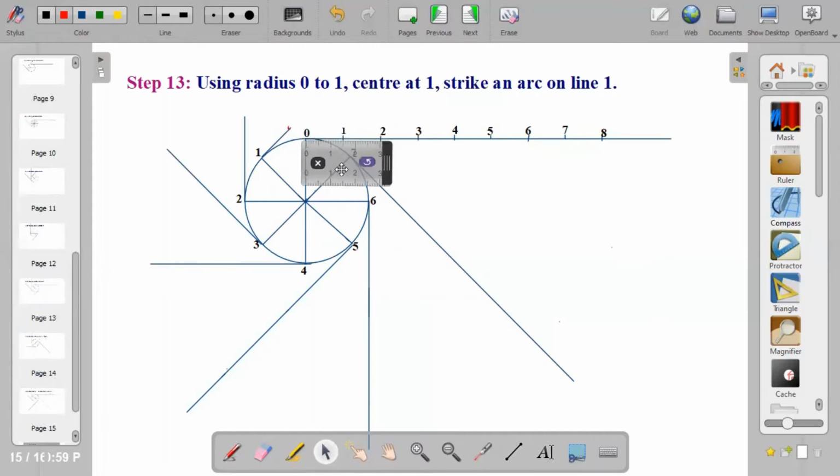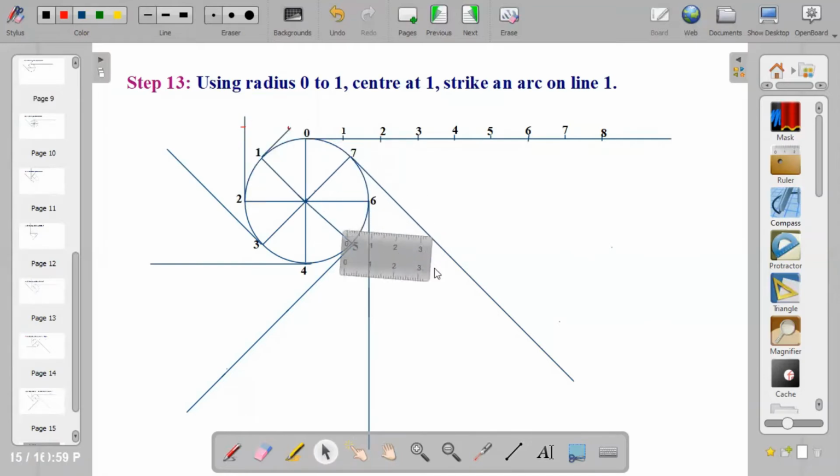0 to 2. This is 0 to division 2. From 0 to division 2, I have 3 centimeters. Center at division 2. Using the radius from 0 to 2, I will strike an arc on line 2. So you can use your compass to do this better.